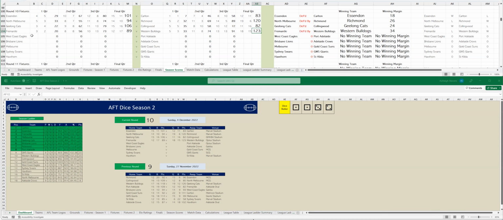All right, let's go to the next game. It's West Coast versus Port Adelaide. Let's go to the first quarter. West Coast kicked 6 goals 3 to Port Adelaide 3 goals 5.